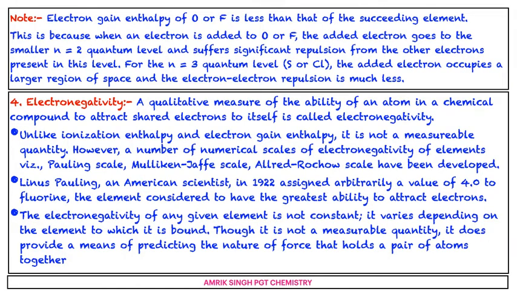Electronegativity, a qualitative measure of the ability of an atom in a chemical compound to attract the shared pair of electrons to itself, is called electronegativity. It is the ability to attract the shared pair of electrons toward itself by an atom in a molecule. Unlike ionization enthalpy and electron gain enthalpy, it is not a measurable quantity. However, a number of numerical scales of electronegativity of elements, the Pauling scale, Mulliken scale, and Allred-Rochow scale, have been developed. Linus Pauling, an American scientist, in 1922 assigned the arbitrary value 4.0 to fluorine, the element considered to have the greatest ability to attract the electron.